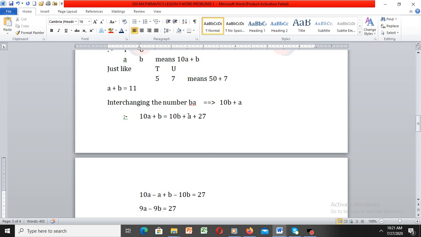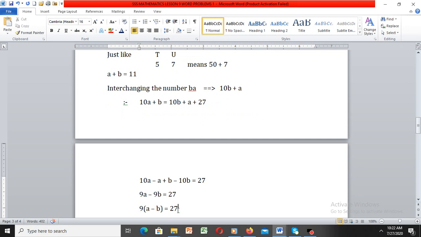Now, we bring A from the right hand side to the left hand side, so we have 10A minus A. And also, we bring 10B from the right hand side to the left hand side, and that means plus B minus 10B is equal to 27. And then 10A minus A gives you 9A, and B minus 10B will give you minus 9B. You can see that B is smaller in value than 10B, so that's why we had minus 9B.